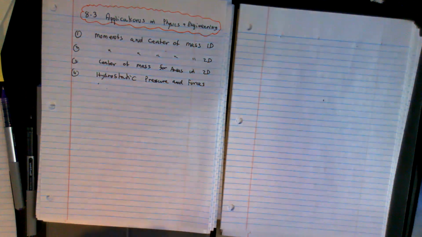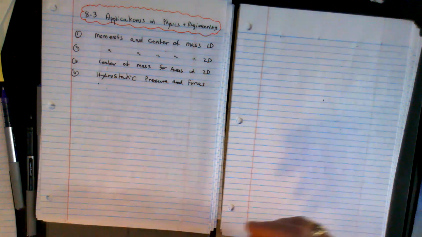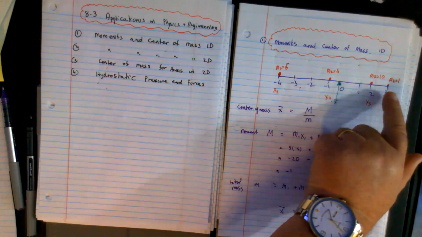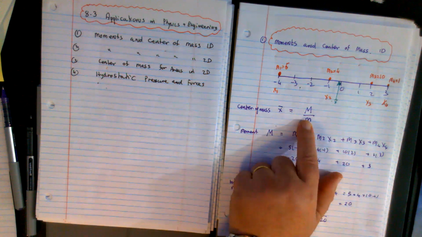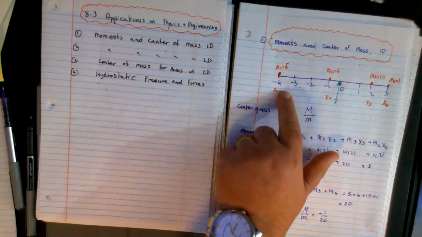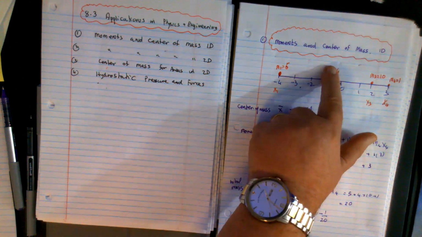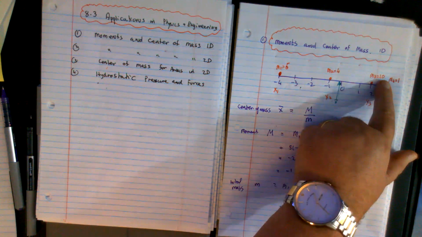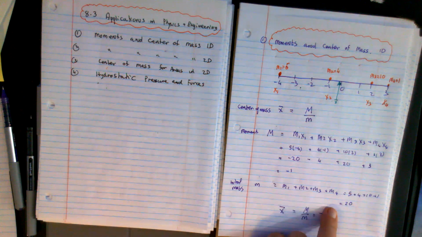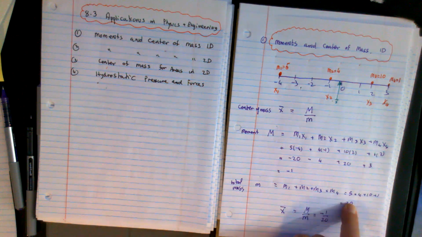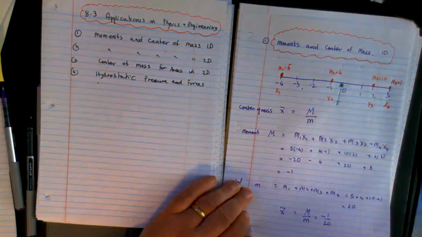And one more example of that. This one here. Again, we're back to having 4 masses, and we're going to get the centre of mass. The moment, capital M, is 5 times -4, 4 times -1, 10 times 2, and 1 times 3. And that ends up being -1. And the total mass is 20, so you get -1/20th in this case.